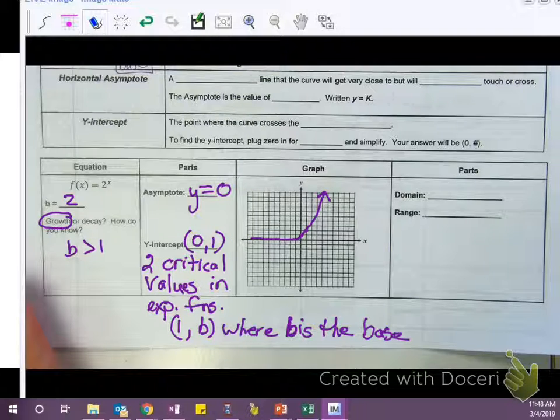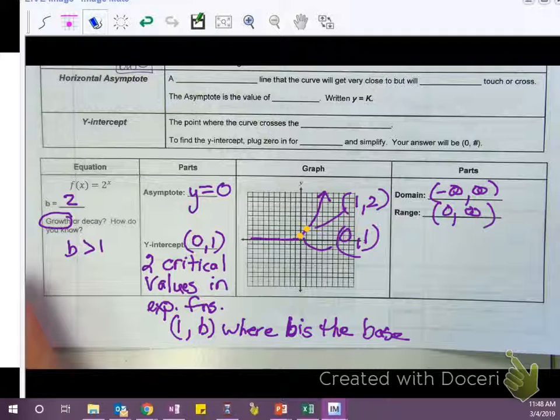So my two critical points here are 0, 1 for the intercept and 1, 2 because my base is 2. Those are my 2 critical points. My domain is all real numbers, negative infinity to positive infinity. My range is 0 to infinity. That must be parentheses because the 0 is not included.